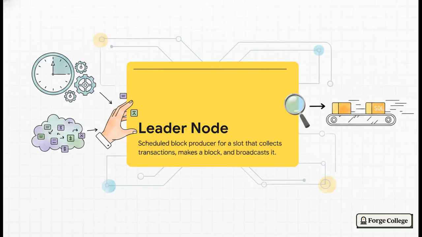Next up, we have the leader. You can kind of think of the leader as the shift manager. This is a hyper-scheduled middle manager. Now, a leader is a block producer, but they're only in charge for a very specific, tiny window of time, which we call a slot. During their incredibly brief shift, their one and only job is to collect transactions that are floating around the network, assemble them into a block, and immediately broadcast that block out. They do not care about answering your API queries at all. They only care about packing that block and pushing it down the assembly line before their strict shift ends.